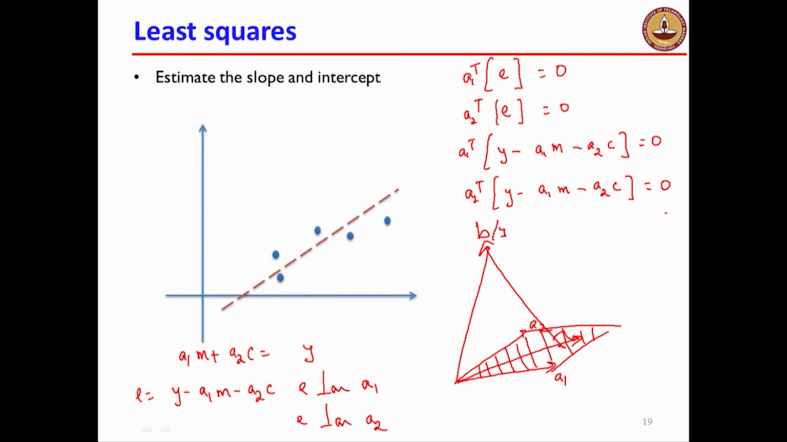In the previous case of estimating a single constant, it was just the arithmetic mean. In this case, you may have done this in statistics courses also. You would have seen these in terms of variances of x and y, and there is a standard formula which is available for M and C. This is no different from that, except this is treated purely as a geometry problem. I am trying to find the shortest distance of the point Y or B from this plane spanned by the columns A1 and A2.